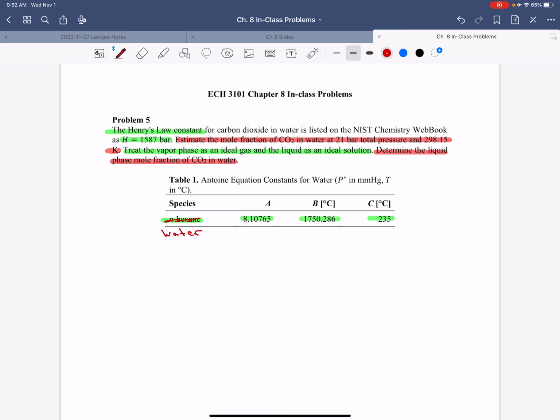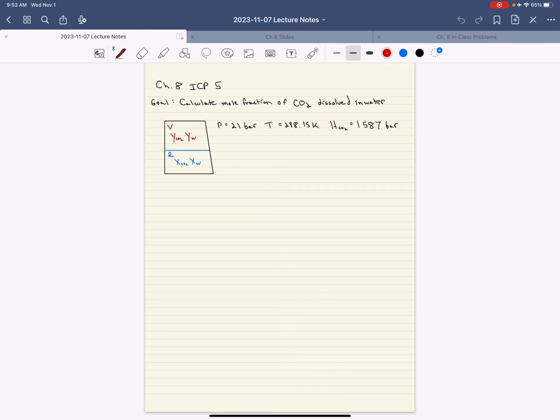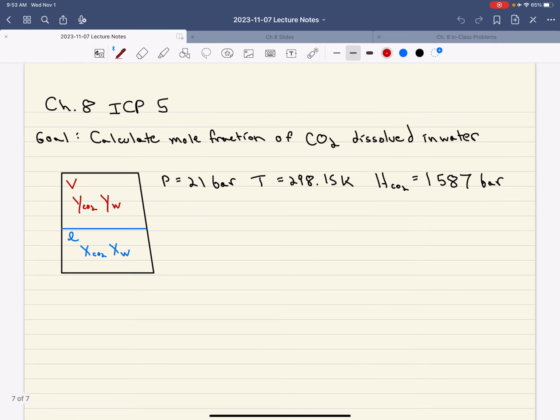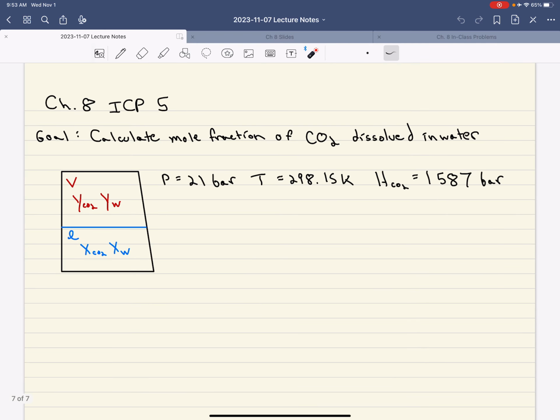Based on the information in this problem statement, I want you to sketch out a diagram of what's going on in this system. We could sketch our system like this: we have a mixture with a liquid phase in which the mole fraction of CO2 is xCO2 and the mole fraction of water is xW. We also have a vapor phase with mole fractions of CO2 and water.